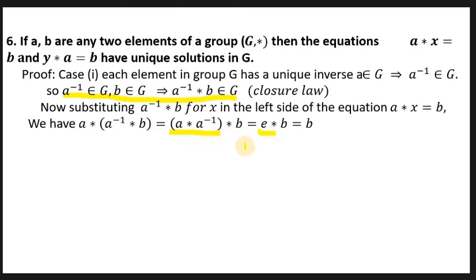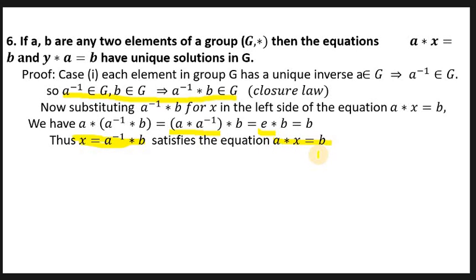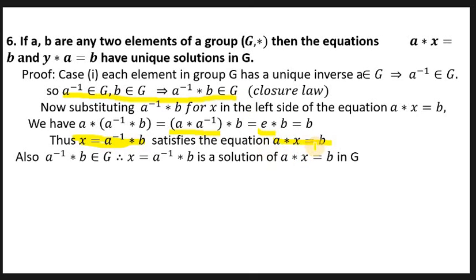Now this A star A inverse is equal to E. Again E star B by using the identity axiom is equal to B. Thus x is equal to A inverse star B satisfies the equation A star x is equal to B. And also A inverse star B belongs to G, therefore x is equal to A inverse star B is the solution of A star x is equal to B.